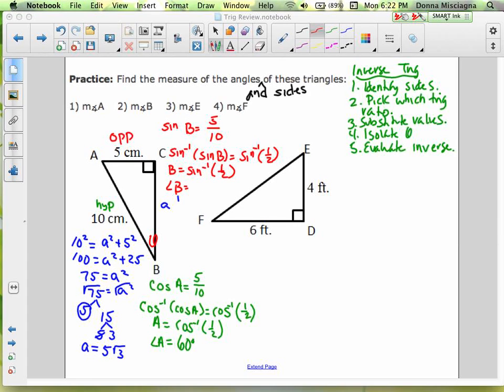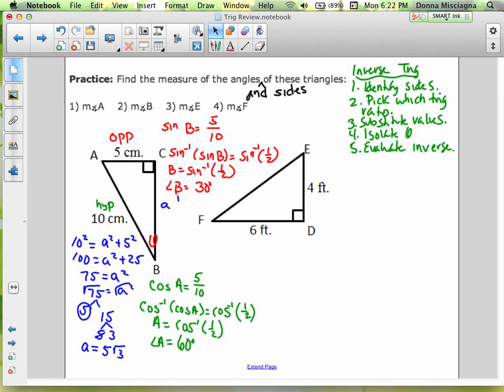Now, we didn't have to use a trig ratio here to solve for angle B, right? We could have just used triangle sum theorem, and that would have been totally fine. So I'm going to just note what we did here. We found that missing side, and there we used Pythagorean theorem. And then we found angle A. And then finally, we found angle C, or angle B, excuse me.